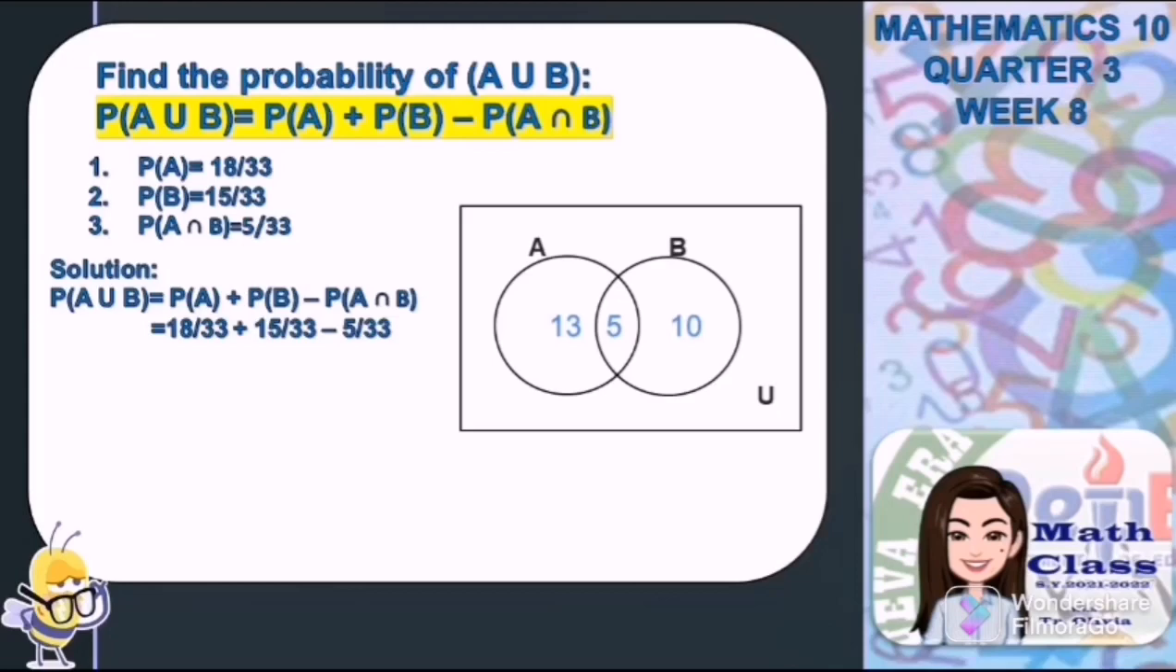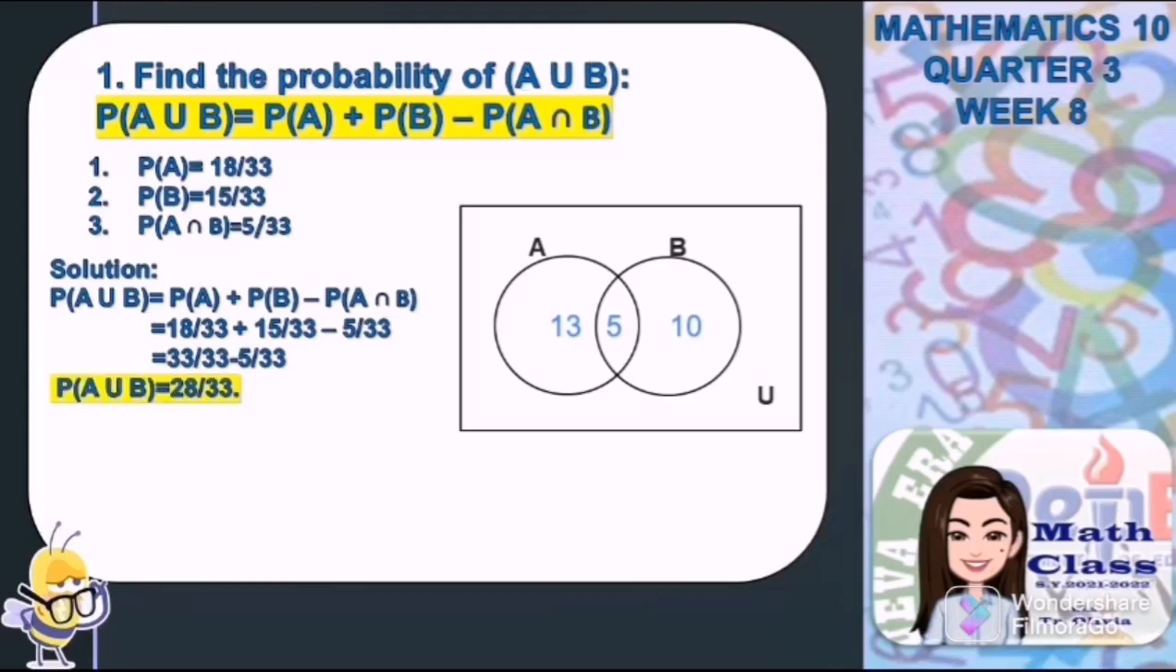Now, to simplify the equation, we're going to use PEMDAS. So we're going to add first before we subtract. Adding similar fractions, we're going to add the numerators, then copy the denominator. So 18 plus 15, that is equal to 33, then over 33 less 5 over 33. So the probability of A union B in here is equal to 28 over 33.